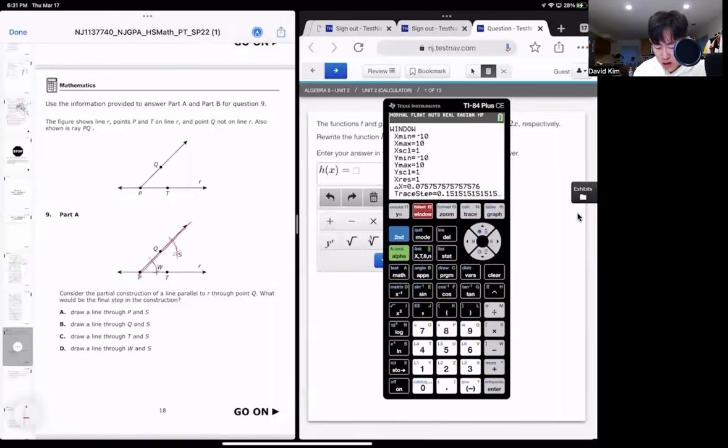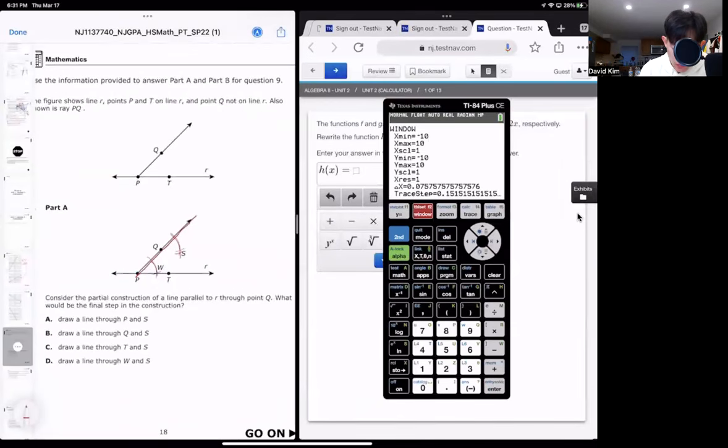What would be the final step? It says to draw a line through P and S, draw a line to Q and S, draw a line through T and S, and draw a line to W and S. So what this is asking is that if I were to do a partial construction of a line parallel to R through point Q, so I'm drawing this line right here, what will be the final step in the conclusion?